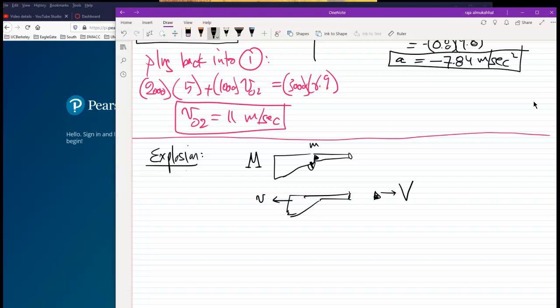Well, basically, explosion means the momentum of both particles, rifle and bullet, are equal and opposite. Why? Well, we're starting with 0 momentum. If you look at this rifle right there, what is the momentum here? Well, 0. There's no momentum. You see what I'm saying? The bullet is not moving, and the rifle is not moving.